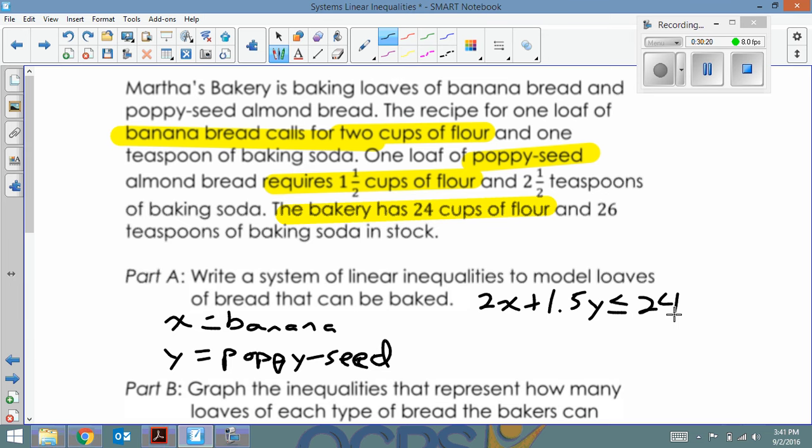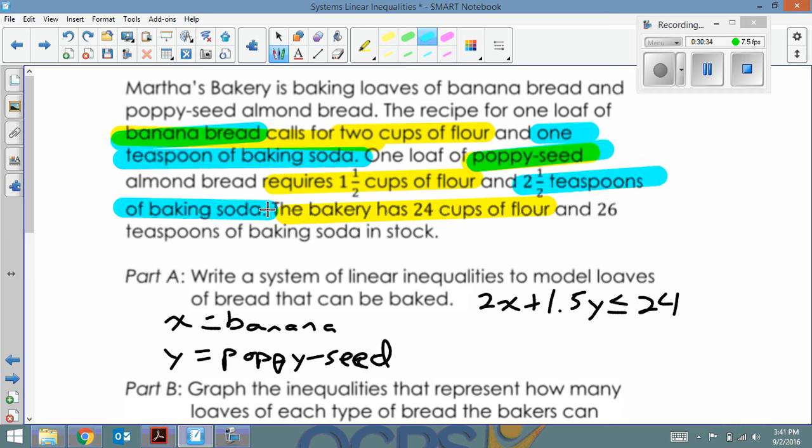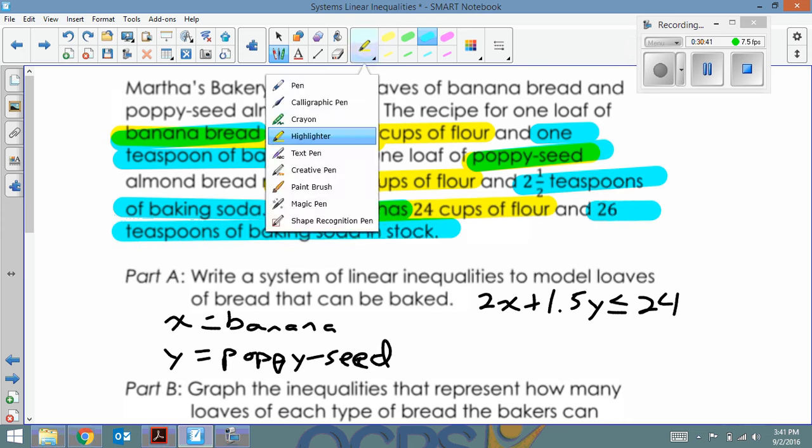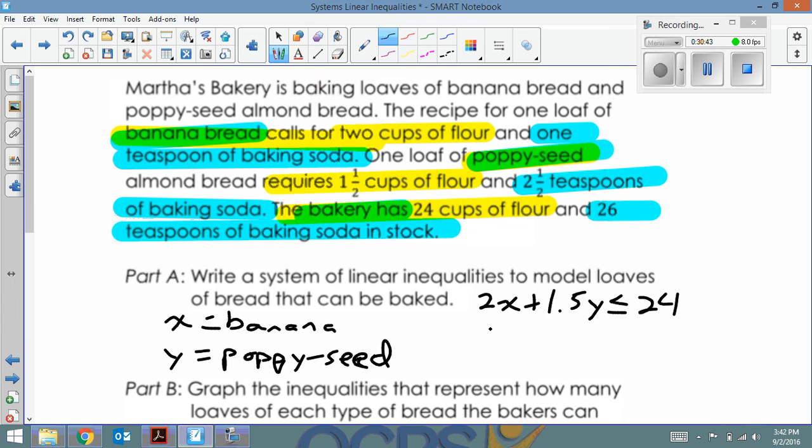Okay, the other equation that we're going to have is going to be the baking soda. So banana bread has 1 teaspoon of baking soda. Poppy seed has 2.5 teaspoons of baking soda. And the bakery has 26 teaspoons of baking soda. So we're going to write that out. So we're going to have x plus 2.5y. And because they only have 26, that's to be less than or equal to 26.